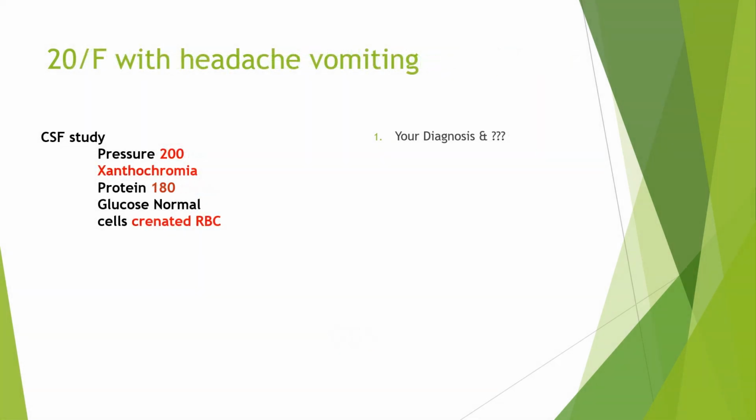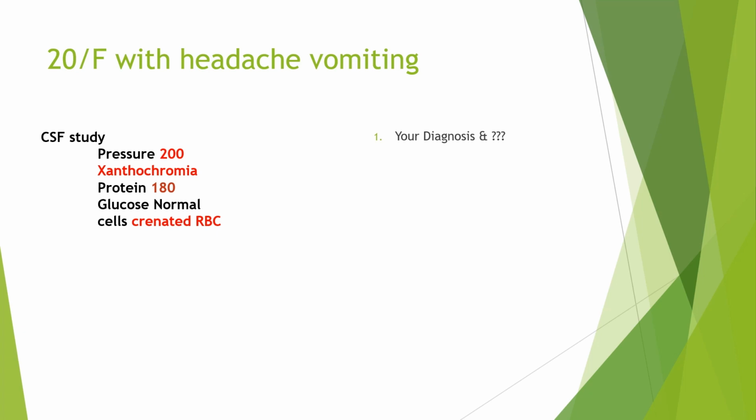A year-old female is presenting with headache and vomiting, and CSF study shows pressure is 200, fluid is xanthochromic, protein 180, glucose is normal, all cells are red, and RBCs are seen. And your diagnosis is subarachnoid hemorrhage. Acute subarachnoid hemorrhage produces a red colored fluid. If you do the lumbar puncture and you get red colored fluid, you take 3 separate bottles, and if it is traumatic, it will get cleared by the 3rd bottle. If it is uniformly blood stained in all the 3 bottles, it will be called subarachnoid hemorrhage.